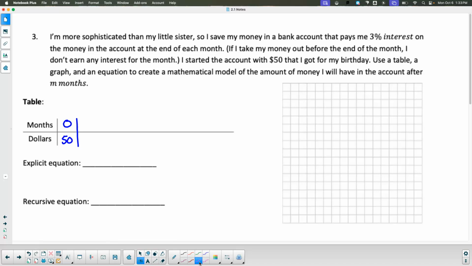Okay? With a 3% interest, first off, is it arithmetic or is it geometric? It's geometric because it's percentage, right? So with 3% interest, what is my R value? What am I multiplying by to get the next term? 1.03. Yep. 1.03 is my R value. So after the first month, how much money would we have? $51.50.